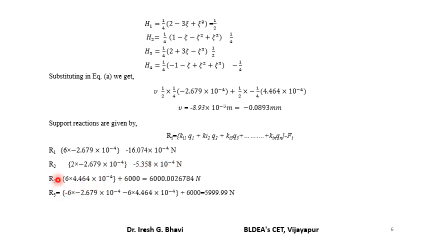Similarly, R3 is K31 into Q1 plus K32 into Q2 plus K33 into Q3 plus K34 into Q4 plus K35 into Q5 plus K36 into Q6 minus F3. Hence R3 is equal to 6000.002678 newtons. Similarly, R5 will be 5999.99 newtons. So these are the support reactions for this problem.